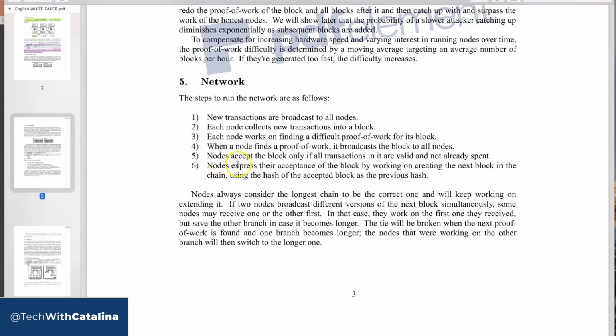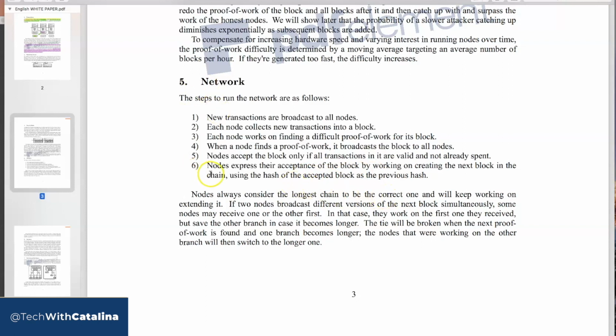Number 5, nodes accept the block only if all transactions in it are valid and not already spent. So whenever a miner mines the next block, all the other nodes, the full nodes or many other types of nodes, can verify that all the transactions and everything is okay in that block, meaning that there is not even a single transaction that has been made in the past before, to prevent the double spending problem that we described before.